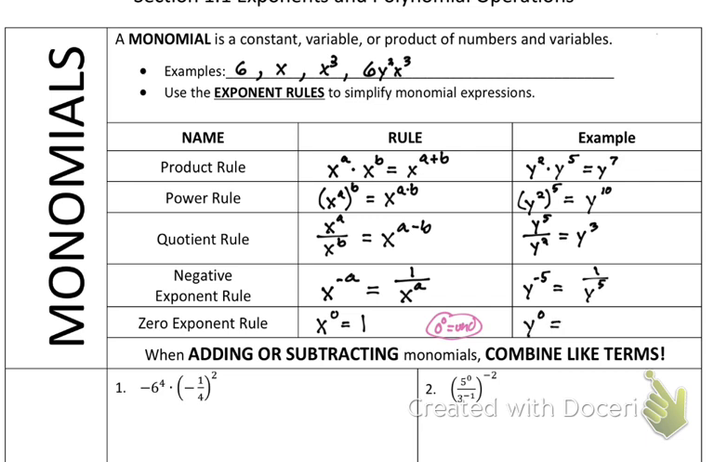An example of that: y to the 0th is 1. Or 6 to the 0th power is 1. Or 1,000,000 to the 0th power is 1. Or negative 1,000,000 to the 0th power is 1. Get rid of those 0 powers right away if you're doing a problem.